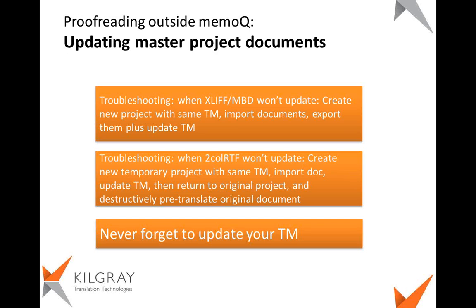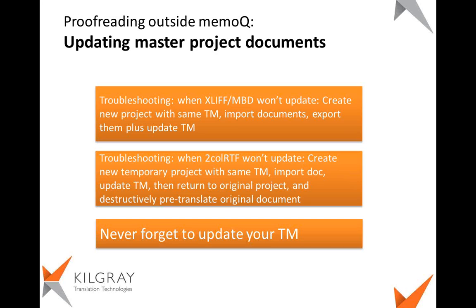This is why it's easier that way. So when you work with a 2-column RTF, you have to return to the original master project and pre-translate the original document from the updated translation memory. The reason for this is that you want to have the reviewed or proofread translation in the document where you also have the formatting, and that exists in your master project only. So this is why you need to return to your original project.